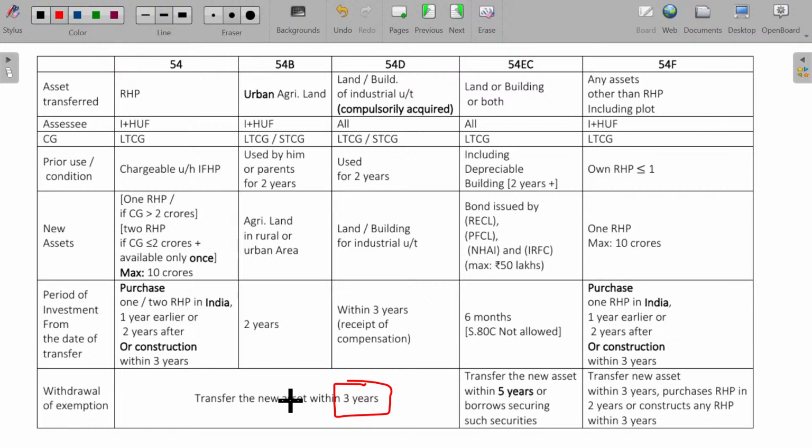You should not purchase or construct another house property other than this one later on within 2 years or 3 years. 2 years is for purchase, 3 years for construction. So the same condition is applicable here. Apart from that, maximum one house property only you need to have. So that you should not purchase one more new house property within 2 years or construct a new house property within 3 years. Okay.